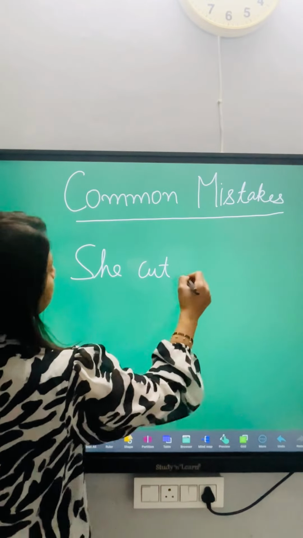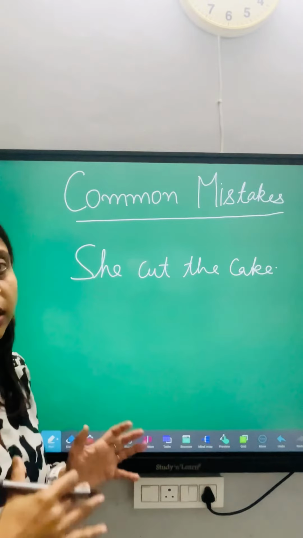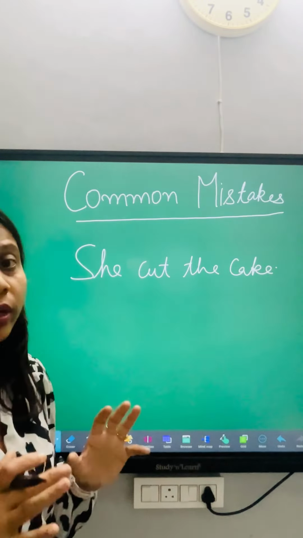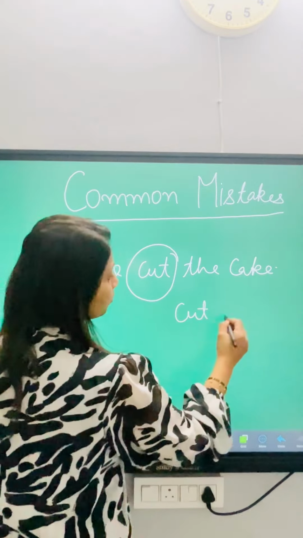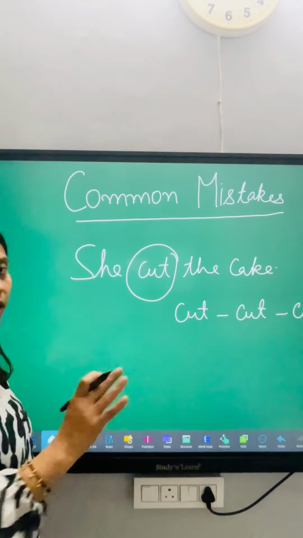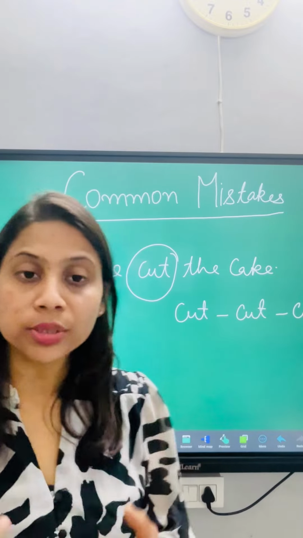cut the cake. In this sentence, you have to identify the tense, like which tense it is. So how can you identify the tense from the verb? But cut, the three forms of cut are the same. First form, second form and third form: cut, cut, cut. So how will you identify whether it is simple present or simple past?